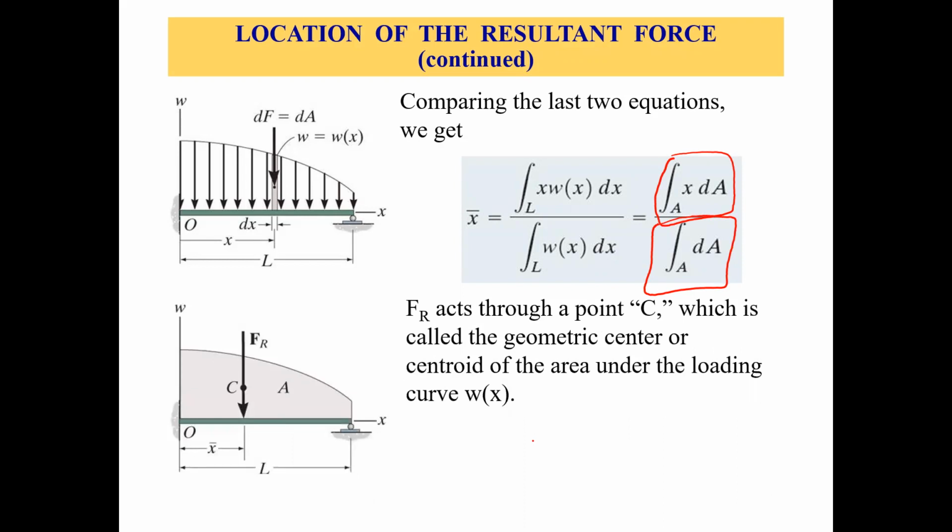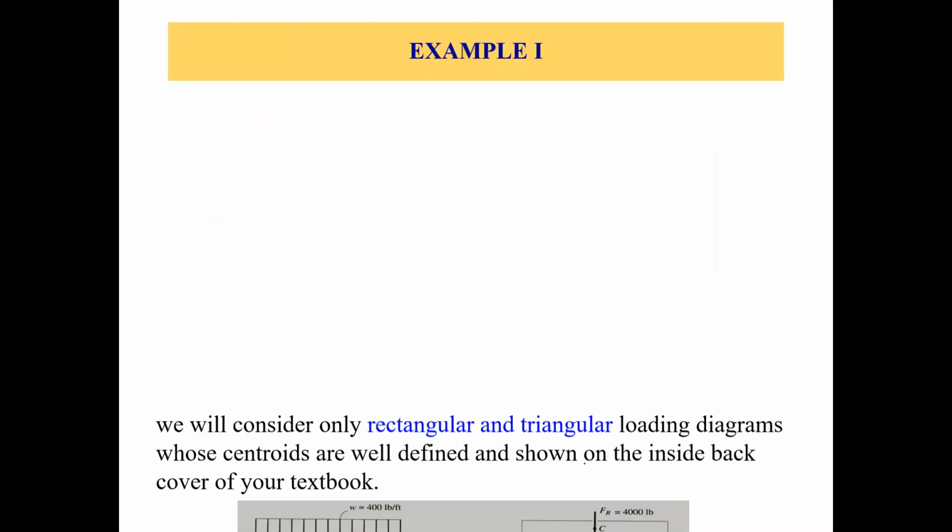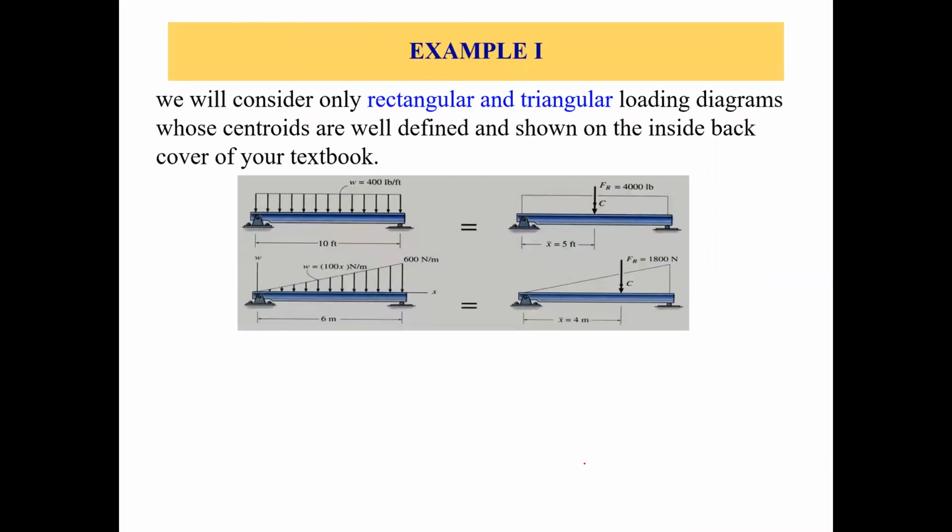Okay, now FR acts through point C. Let's say this is point C, which is called the geometric center or centroid of the area under the loading curve, right? That's a concept which we will learn in, I think, chapter 9, once we talk about the centroids of areas. So no need to worry about this. All right, so this was the concept about distributed loading and how to find the resultant force. We'll understand more once we do a couple of problems.